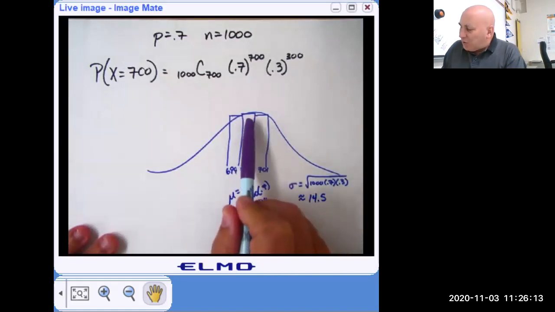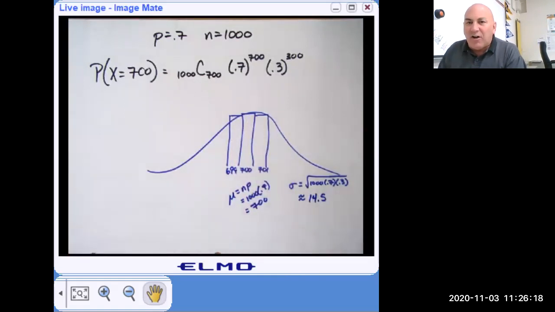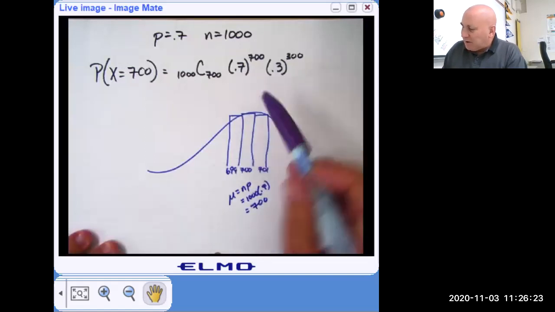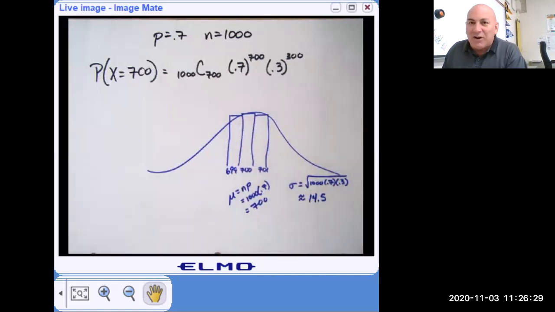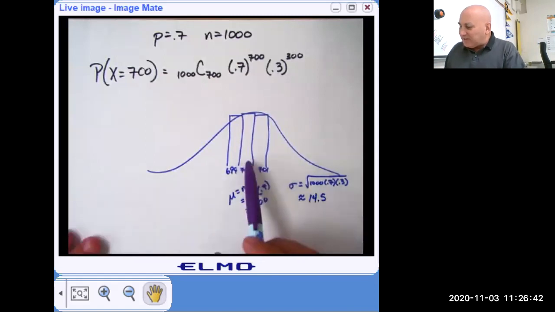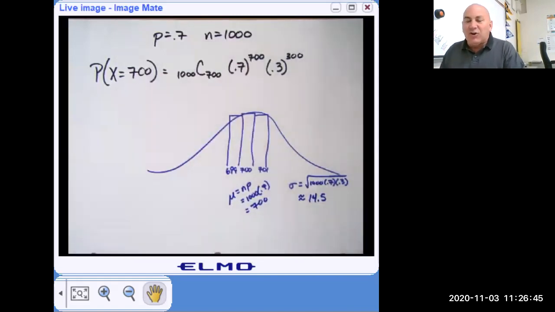Because think about it. Wouldn't you say that 699, 700, or 701, they're all pretty much equally as likely? Yeah, this is going to be the most likely, but would you really bet your life? No, you could just as easily get a 699 or a 701. So the probabilities, where they all have to add up to 1, have to be spread out over 1,001 rectangles now. So that's not going to work. So the probability of getting 700 out of 1,000 is nowhere near the same as the probability of getting 7 successes out of 10.